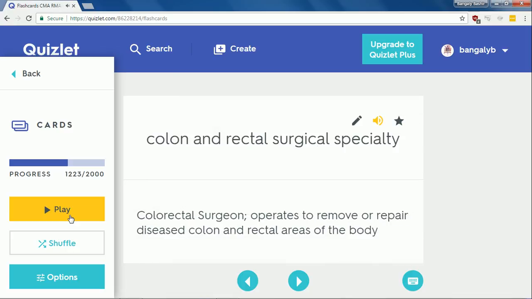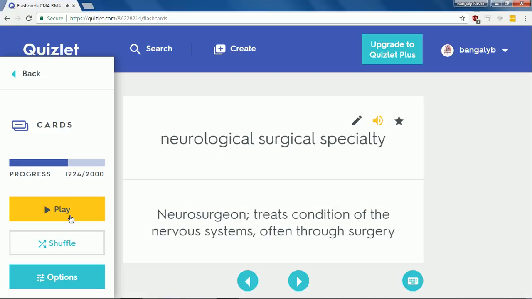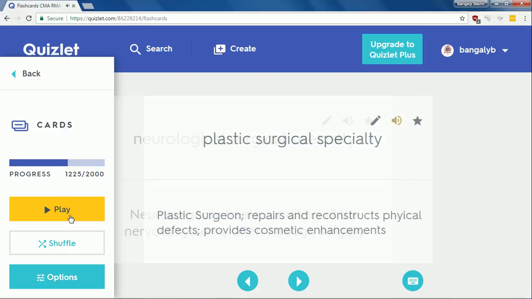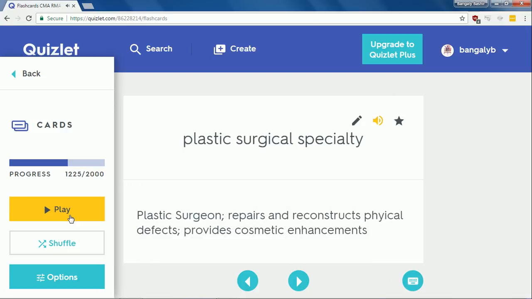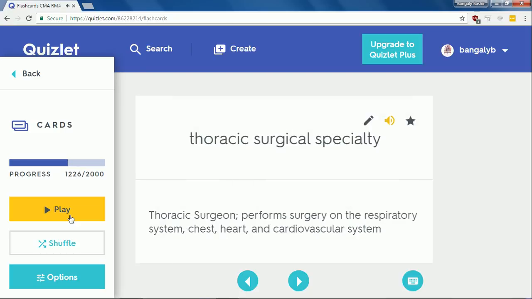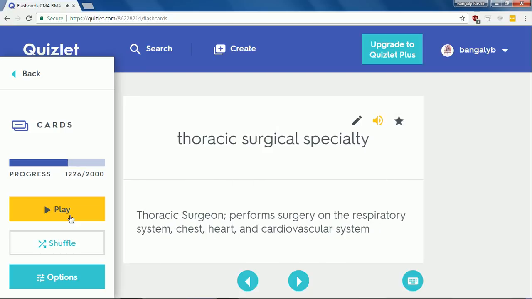Colon and rectal surgical specialty. Colorectal surgeon operates to remove or repair diseased colon and rectal areas of the body. Neurological surgical specialty. Neurosurgeon treats conditions of the nervous system, often through surgery. Plastic surgical specialty. Plastic surgeon repairs and reconstructs physical defects, provides cosmetic enhancements. Thoracic surgical specialty. Thoracic surgeon performs surgery on the respiratory system, chest, heart, and cardiovascular system.